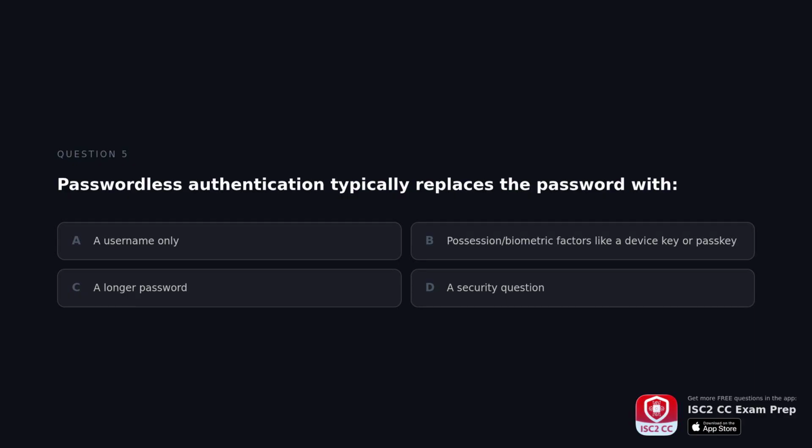Passwordless authentication typically replaces the password with: A. a username only, B. possession or biometric factors like a device key or passkey, C. a longer password, D. a security question.